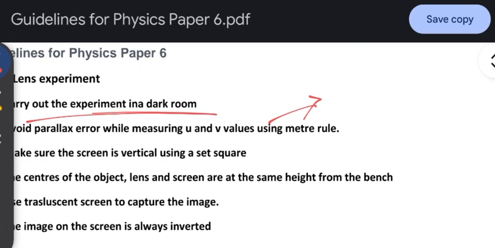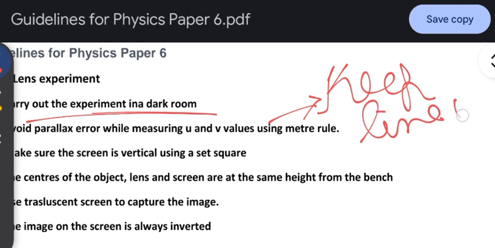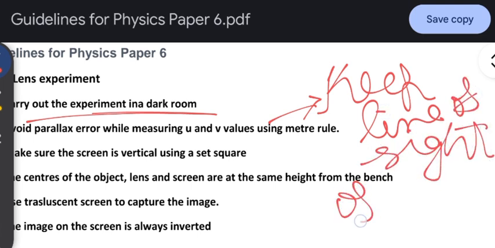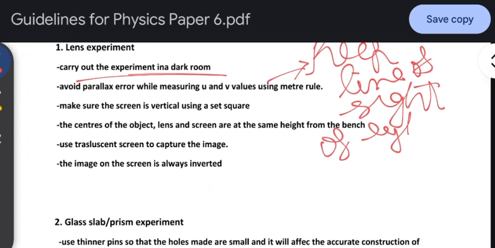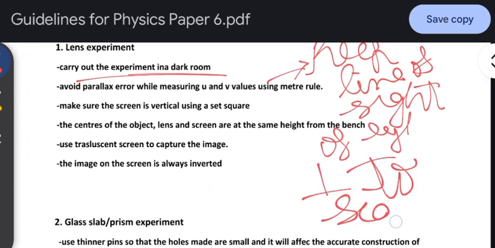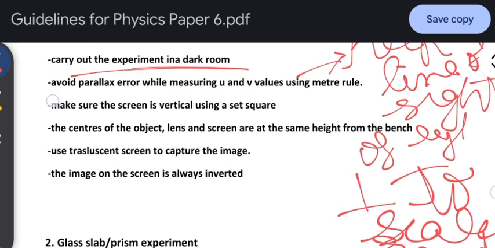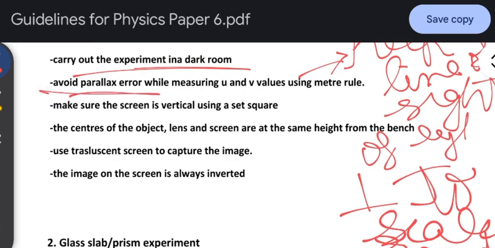So how can you avoid parallax error? You have to keep the line of sight of the eye perpendicular to the scale reading. This is something you must do. Always mention this with parallax error. And then make sure the screen is vertical using a set square.